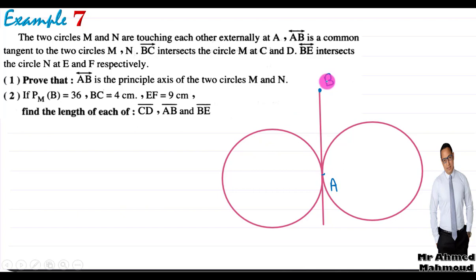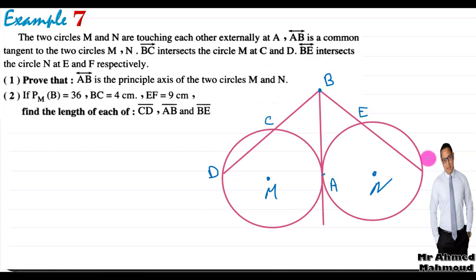To the two circles M and N, BC intersects. This is the circle M, for example, and this is the circle N. Now I'm going to draw BC intersecting circle M at C and D. So this is C and this is D. BE intersects circle N at E and F. Prove that AB is a principal axis for the two circles M and N.